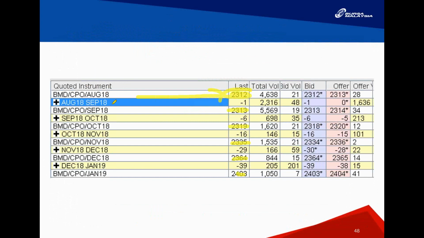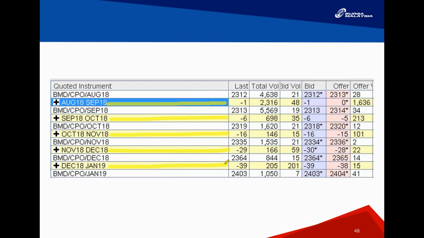So all we remember will be what we are actually trading: we are trading the August-September spread, which is -1. We're trading September-October, which is -6. We're trading October-November, -16. We're trading November-December, -29. We are trading December-January, -39. That's more, okay?